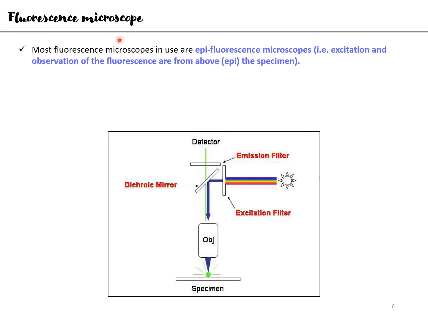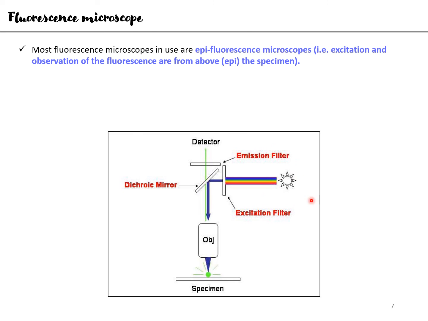So most fluorescent microscopes in use are epifluorescence microscopes. I already mentioned this term in the previous slide and I will now elaborate on what it means. In epifluorescence microscopes, the excitation and observation of the fluorescence, that is both excitation and observation, are from above, that is epi, of the specimen. If you take a look at this ray diagram, this will clear it up.